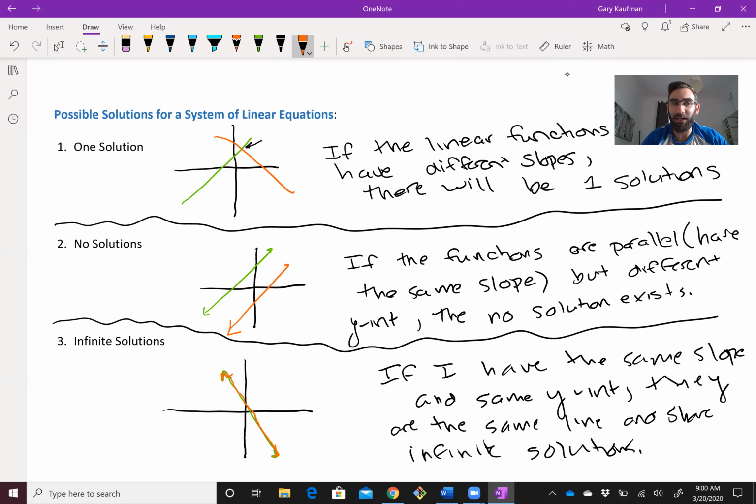So there's infinite solutions. So to finish up this lesson, there's going to be a couple questions asking you whether there's one, none, or infinite solutions. Think about what allows you to determine that.